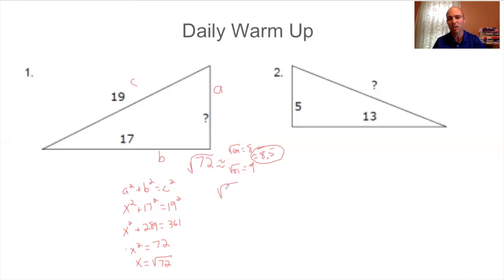So 72, what I'm looking for is to make the number underneath the radical as small as possible, right? I could break this down as square root of 36 times the square root of 2. Why the square root of 36? Why did I factor that out? Because that could be simplified as 6. So this would actually be the answer in simplified radical form.